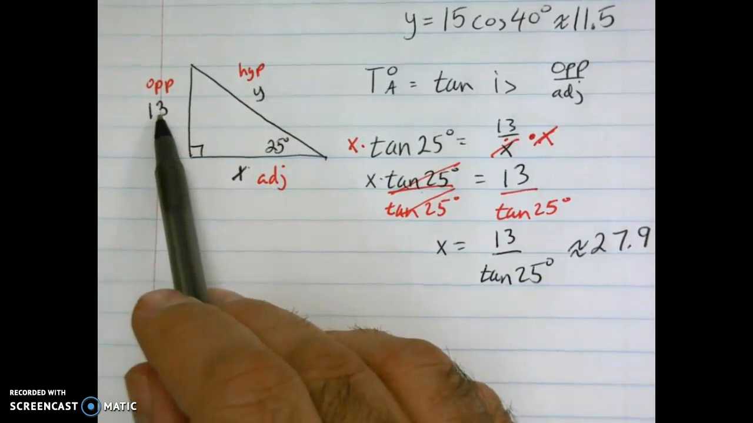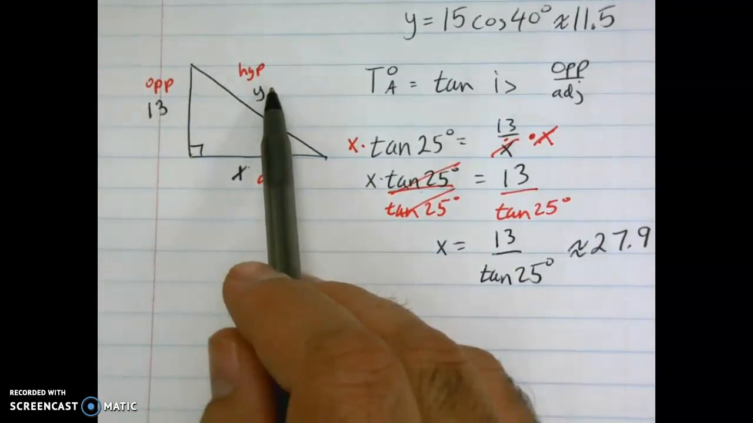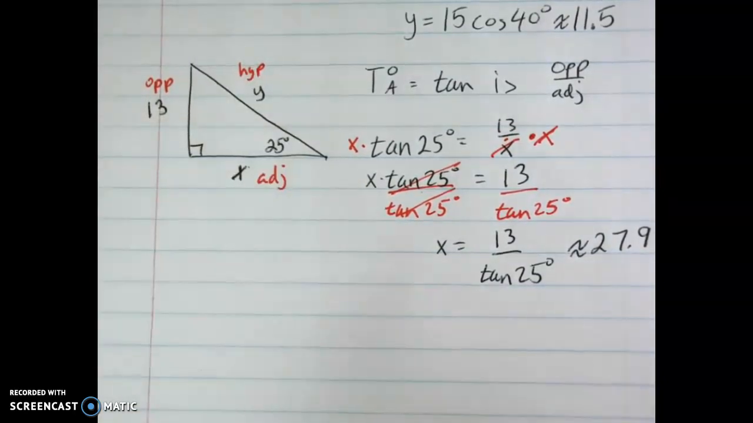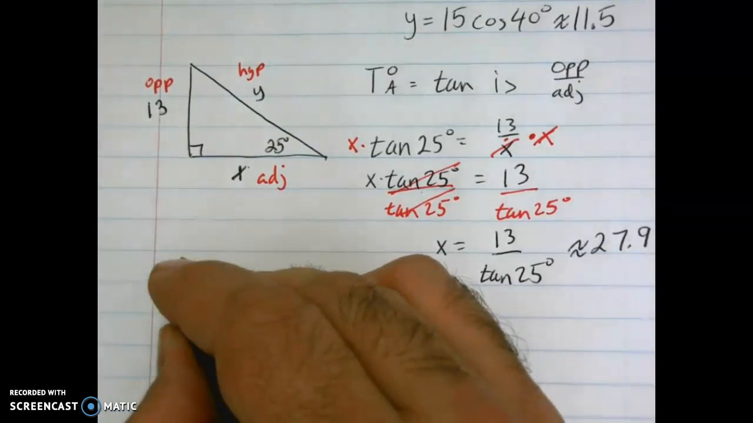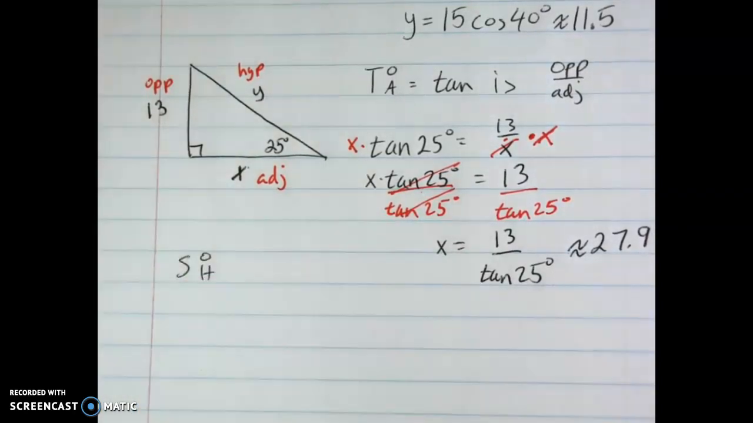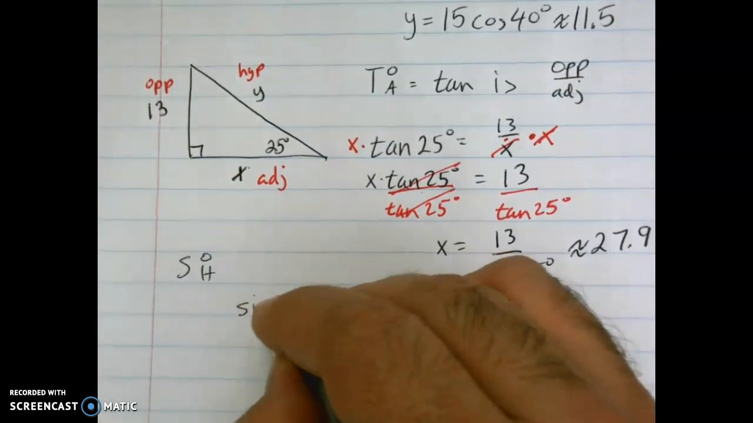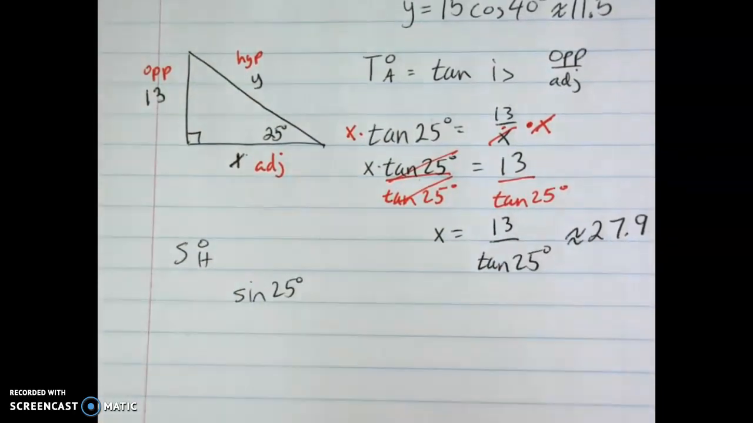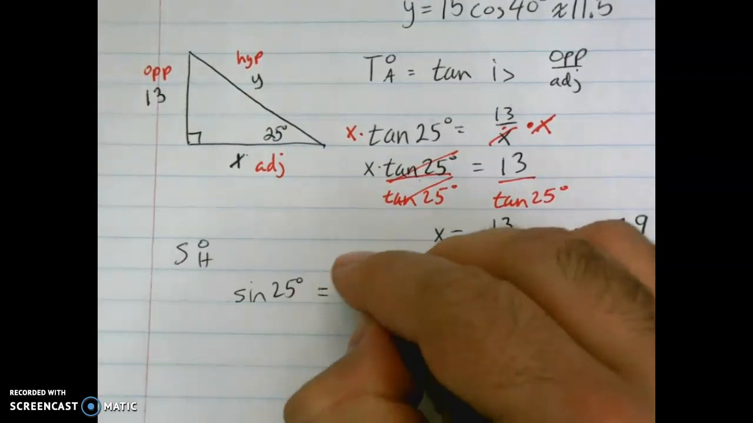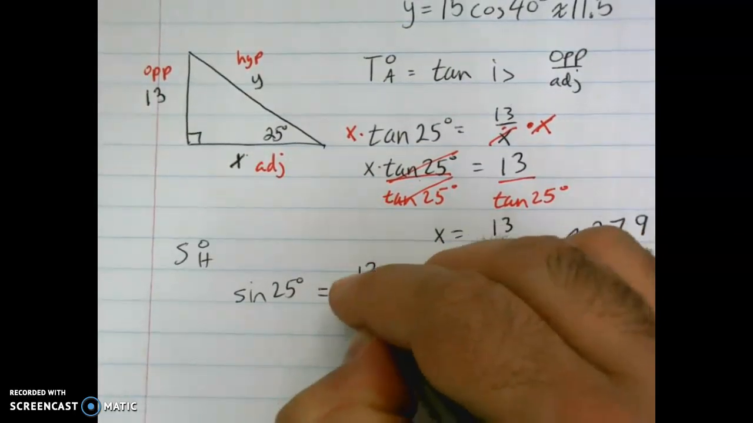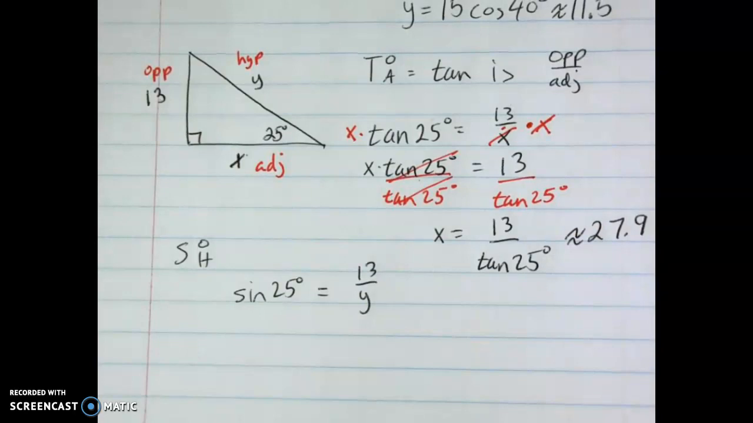because the known side is 13, which is opposite. The unknown side is y, which is hypotenuse. So that's our sine, right? Our SOH. So my next equation is sine of 25 degrees must be equal to opposite 13 divided by hypotenuse y.